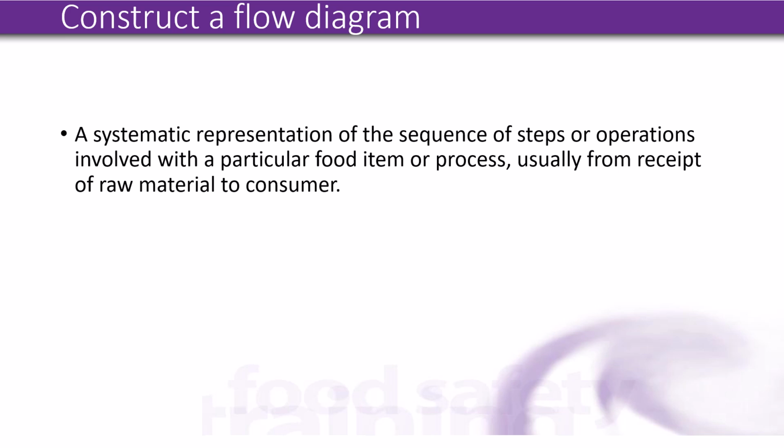So, a flow diagram is a systematic representation of the sequence of steps or operations involved with a particular food item or process, usually from receipt of raw material to consumer. Let's show you an example of a flow diagram for chicken and black pepper. So we start off, first of all, with the purchase of frozen chicken.